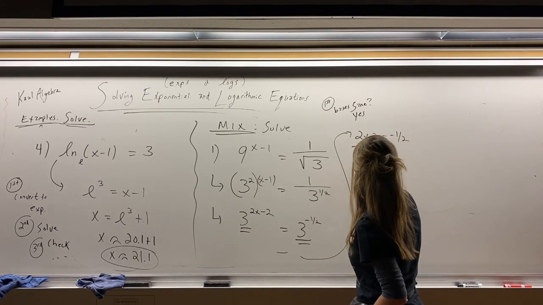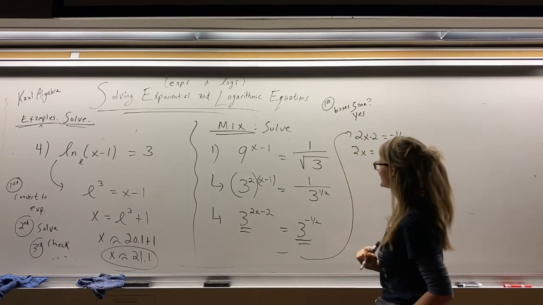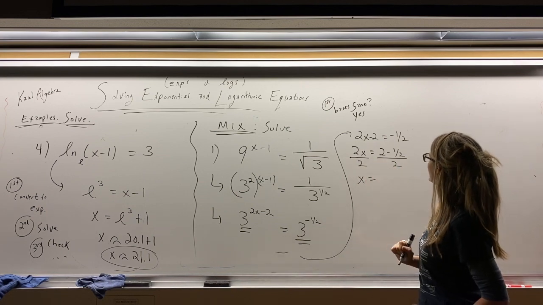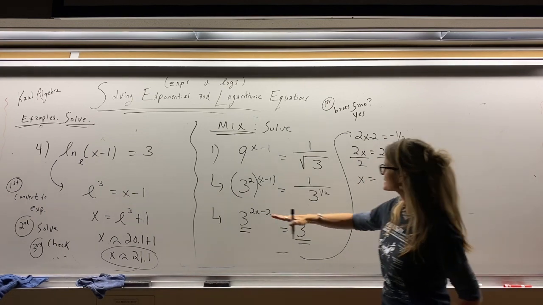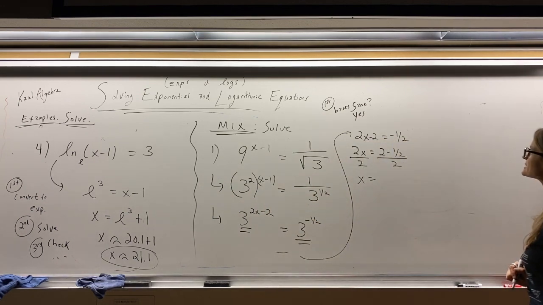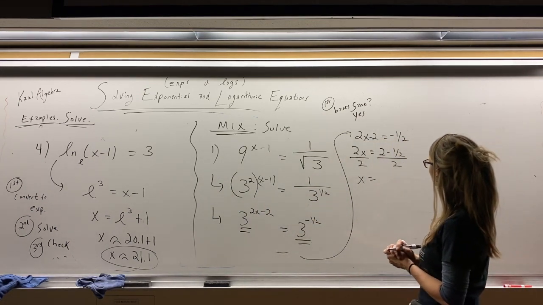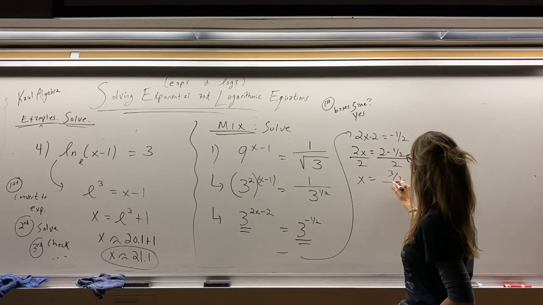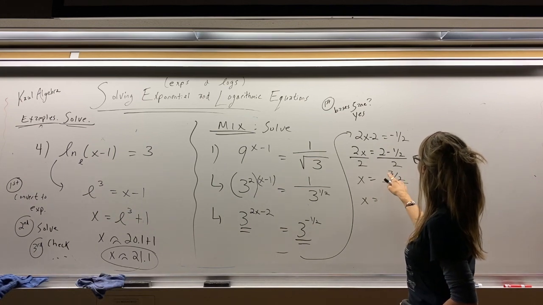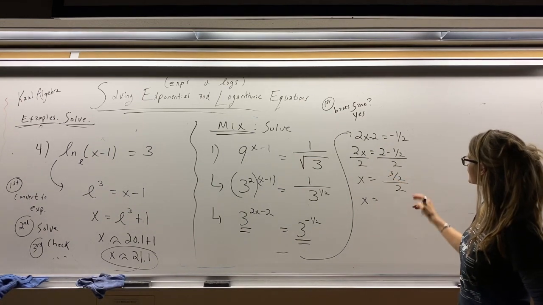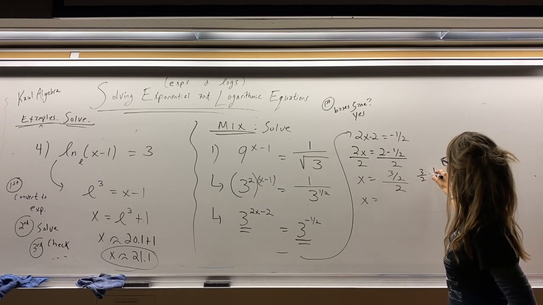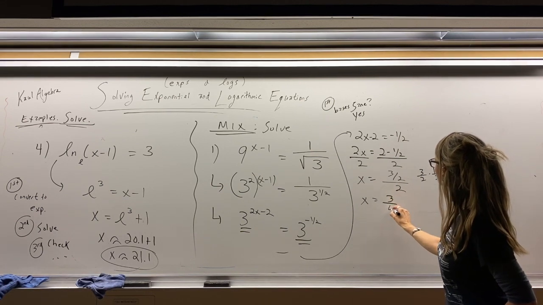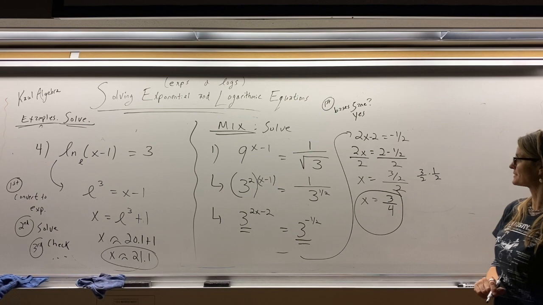And I get 2x equals 2 minus 1/2. And I divide by 2, and I get x equals, I'm solving for x. So at this point, after I make my exponents equal, I just solve for x. And what I have here, 2 minus 1/2, is really 3/2 over 2, which is 3/2 times 1/2. So remember, dividing by 2 is the same as multiplying by 1/2. I get 3/4. And that is my final answer.